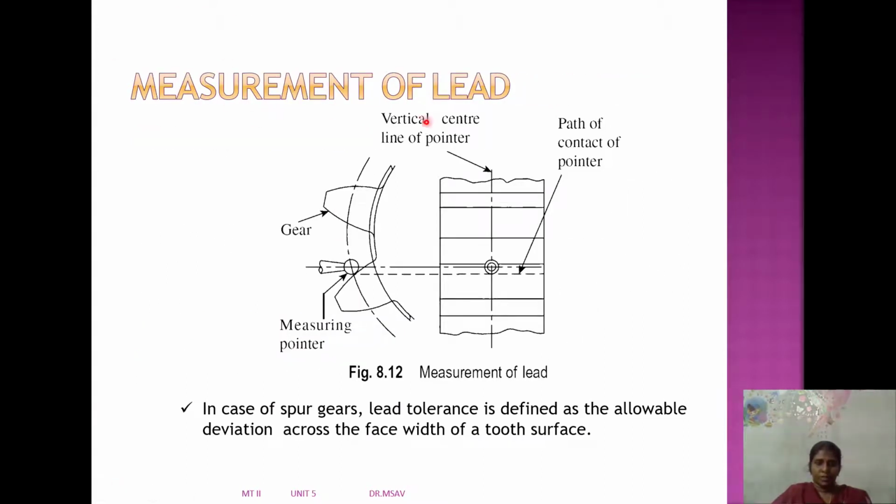The next one is measurement of lead. In the case of a spur gear, lead tolerance is defined as the allowable deviation across the face width of the tooth surface. Here also we have a measuring pointer. This gives the reading. From that we can decide whether this gear passes the quality check or not.